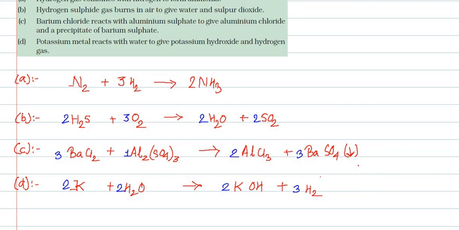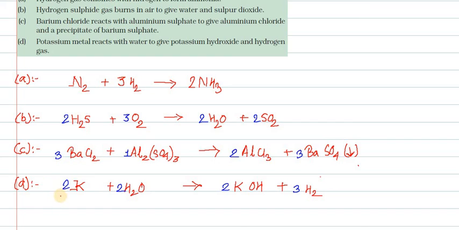Now if you count the number of atoms again, let's see for equation C. The number of barium on the left hand side is 3, and on the right hand side is also 3. The number of chlorine on the left hand side is 6, and on the right hand side is also 6. The number of aluminium on the left hand side is 2, and on the right hand side is 2. The number of sulphate molecules on the left hand side is 3, and on the right hand side is also 3. So therefore equation C is balanced.